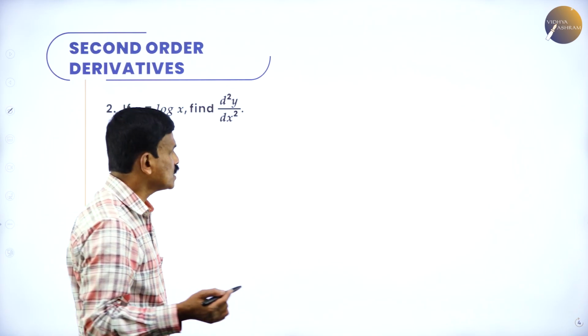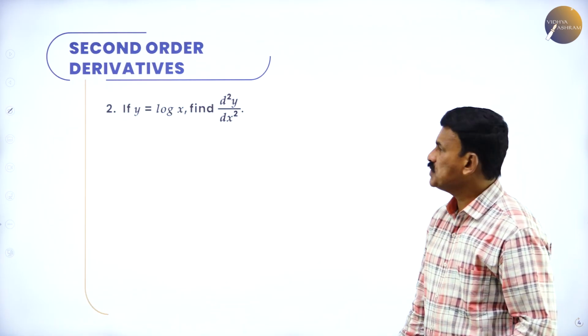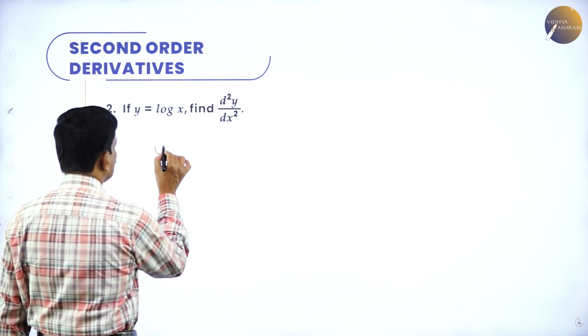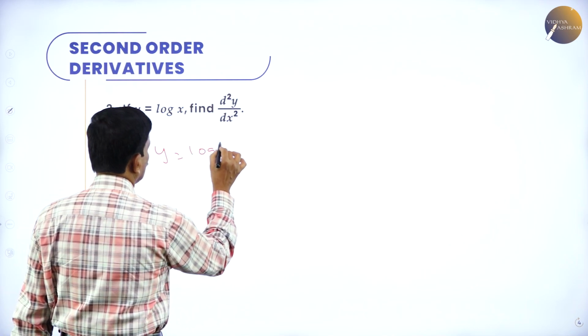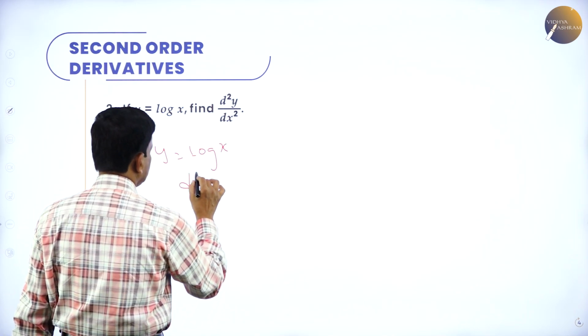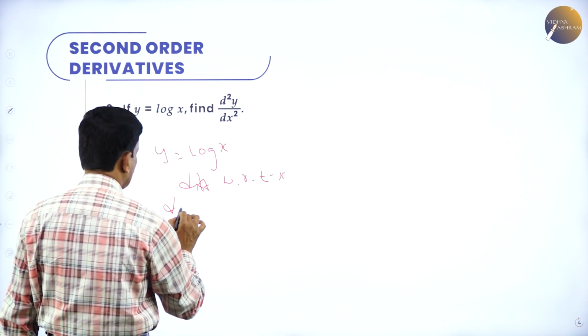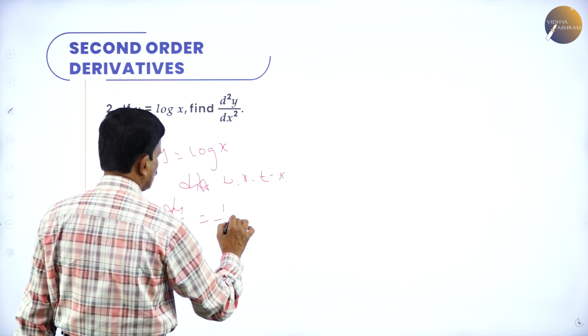Now let us move on to the next problem. If y is equal to log x, find d square y by dx square. What is given? y is equal to logarithm of x to base c. Now differentiating this with respect to x. Now the differentiation of log x, you know what is d by dx of log x?